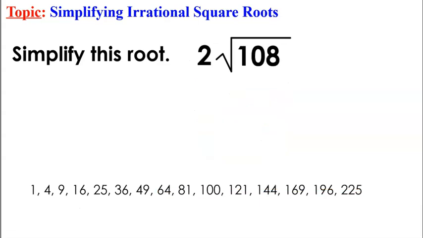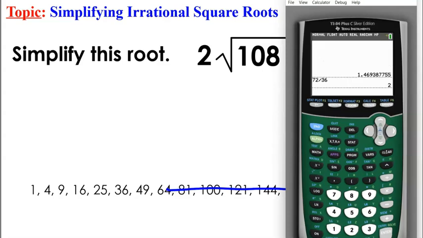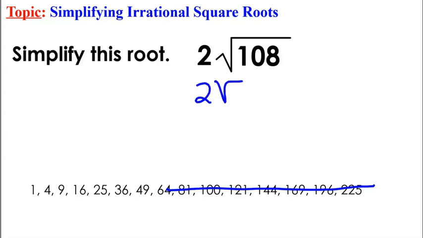Let's take a look at an example where there's already a coefficient outside the radical sign. In this case, we're going to use the same procedure as before by dividing 108 by any of these perfect square factors. So let's see, 108 divided by 49. Nope. 108 divided by 36. Yes. So 108 is 36 times 3.